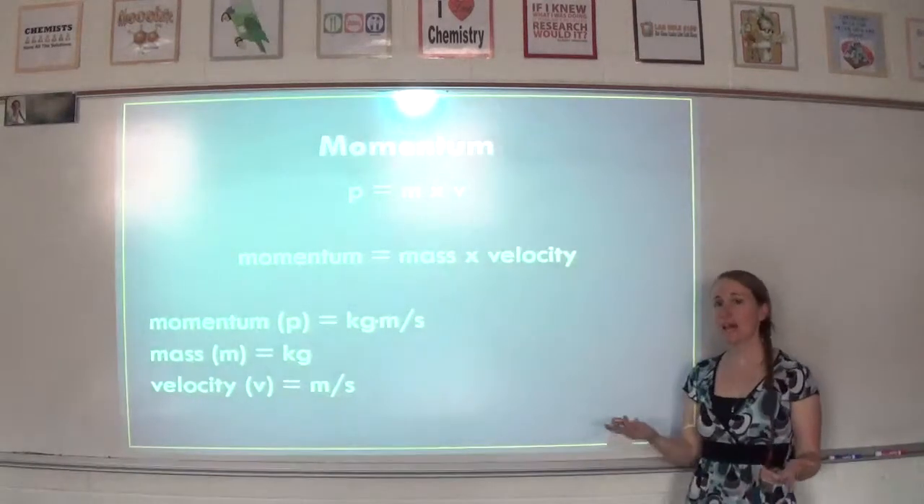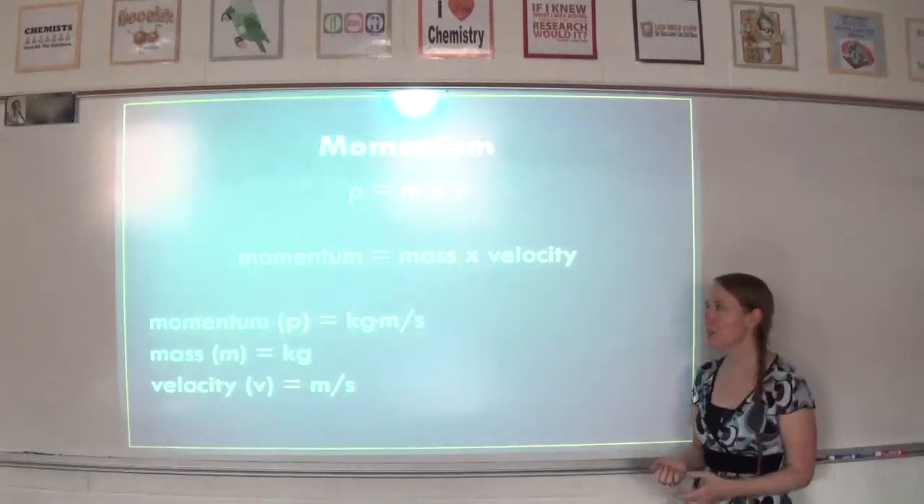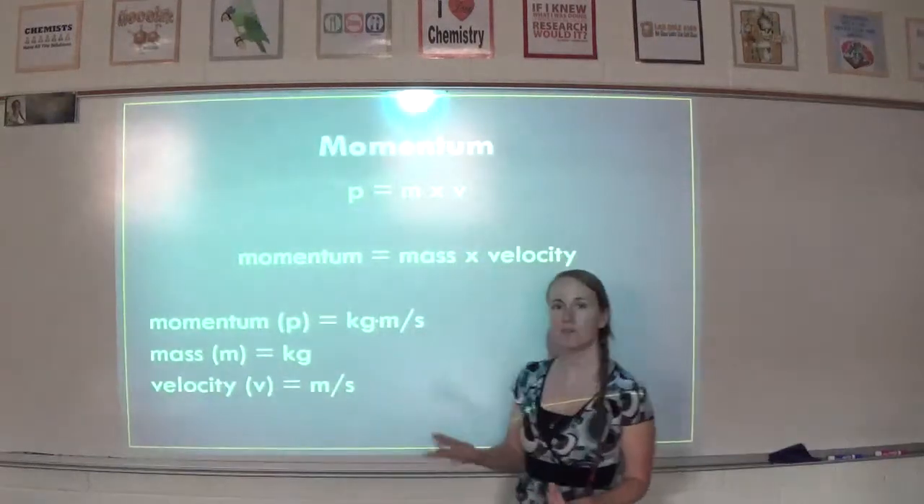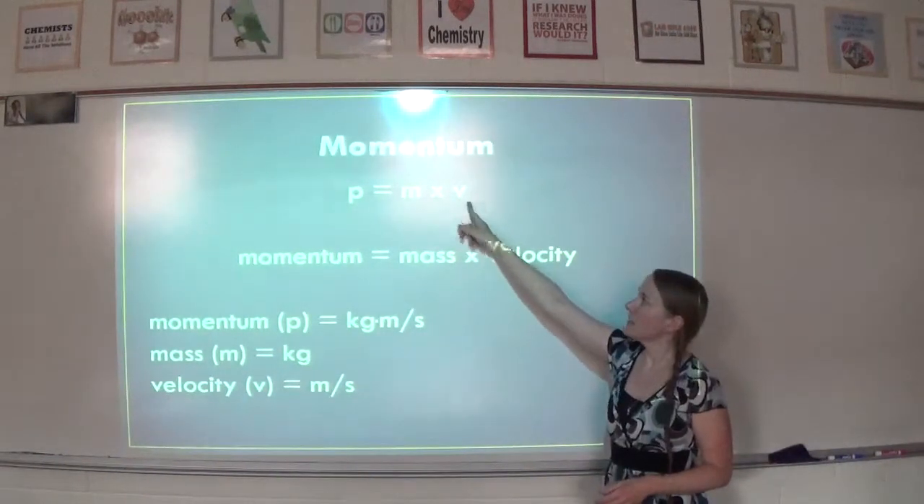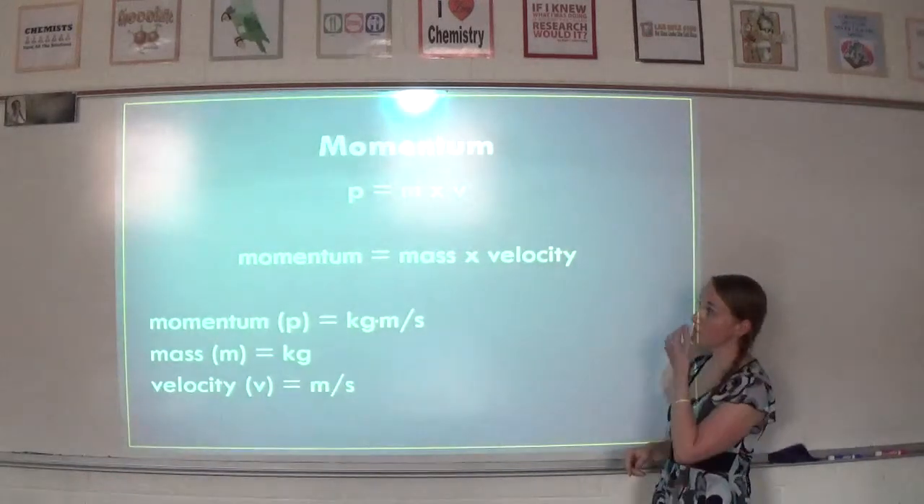Momentum is actually represented by P. A lot of people will call it MOM for momentum, but it's actually represented by P. And it is mass times velocity, or M times V. So P equals M times V.